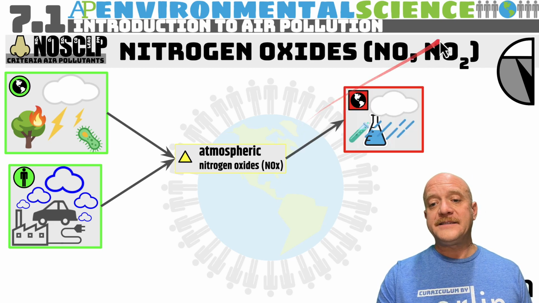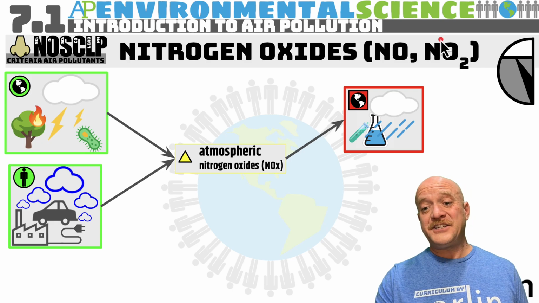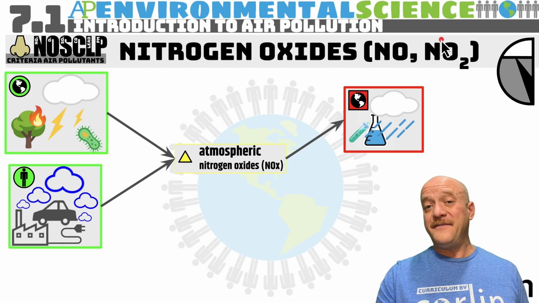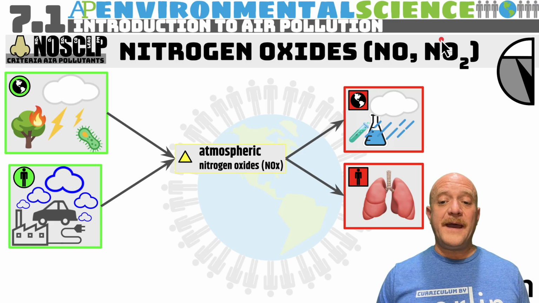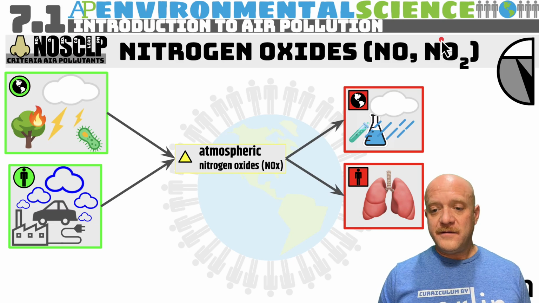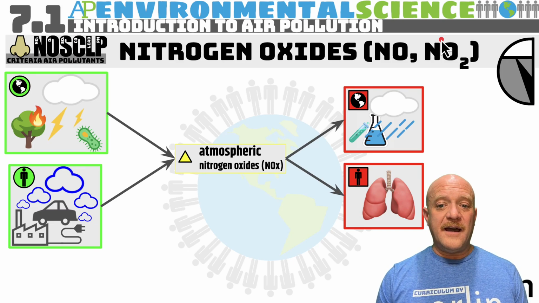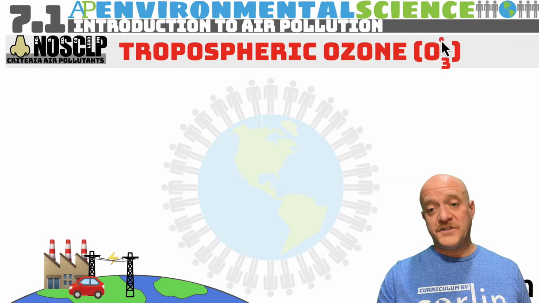Now, some impacts. Predominantly, we're going to have acid precipitation. That will be an environmental impact, and an anthropogenic or human impact would be respiratory irritant, lung irritation, different respiratory diseases. Now, tropospheric ozone.